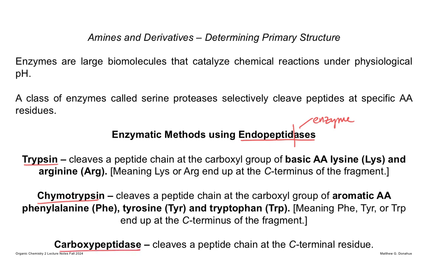So trypsin cleaves a peptide chain at the carboxyl group of basic amino acids, so lysine and arginine. Meaning that lys or arg end up at the C terminus of the new fragment. Chymotrypsin cleaves the peptide chain at the carboxyl end of aromatic amino acids, so phenylalanine, tyrosine, and tryptophan. Those are the ones with the aromatic rings. And the same thing, those will end up on the C terminus of the new fragment.